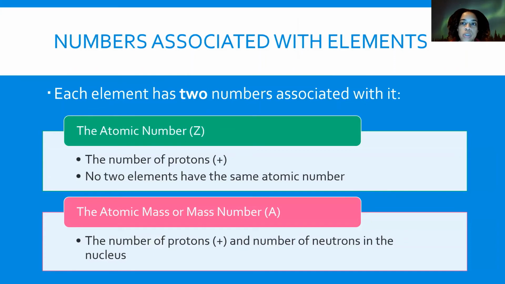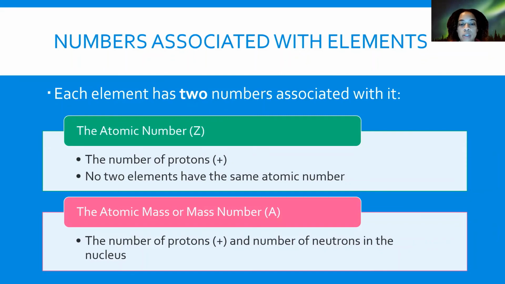The numbers associated with elements. Each element has 2 numbers associated with it. We have the atomic number, which sometimes is symbolized by Z, which is equal to the number of protons. As I would have said before, the number of protons determines where an element is on the periodic table. No 2 elements have the same atomic number.